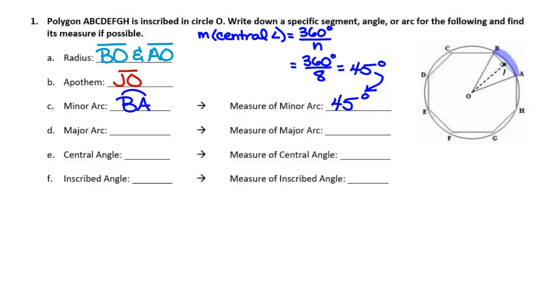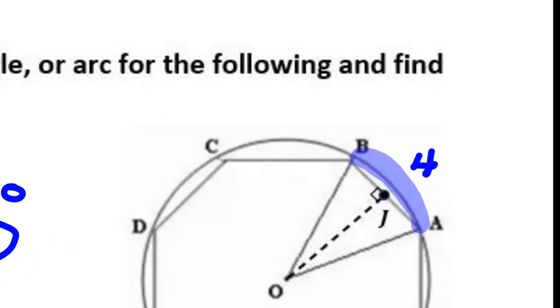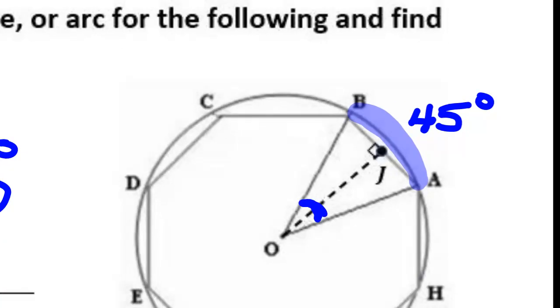How do we know it's an arc? Because it's part of the edge of the circle. So this angle right here is 45 degrees. That's a central angle because its vertex is at the center. And so the arc that is being intercepted by that central angle has the same measurement. That's stuff that we talked about in Module 10.